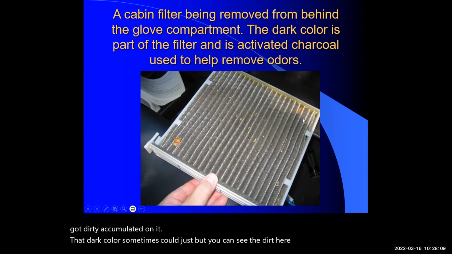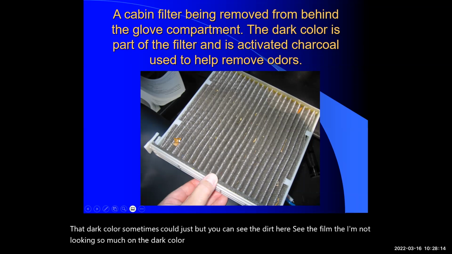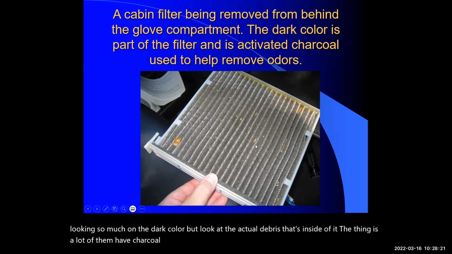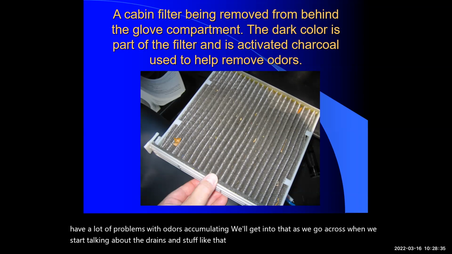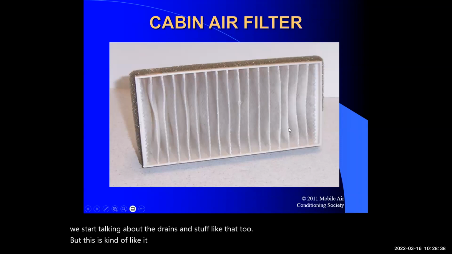I'm not looking so much at the dark color of it, but look at the actual debris that's inside of it. A lot of them have charcoal to them, and that actually helps remove some of the odor. Early on, we did have a lot of problems with odors accumulating. We'll get into that as we go across when we start talking about the drains and stuff like that too. But this is kind of what it should look like. It's pretty much cleared out, and this looks almost like a brand new one.